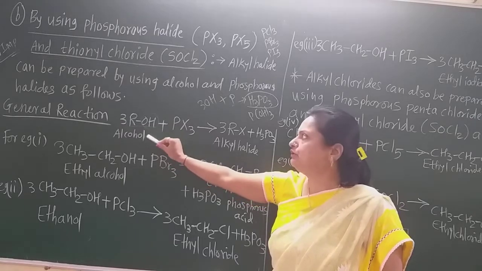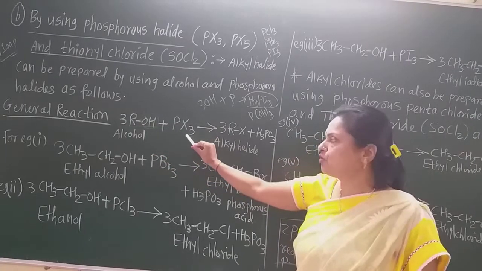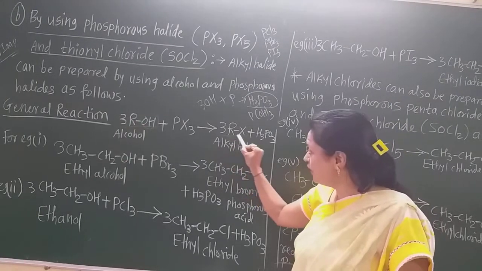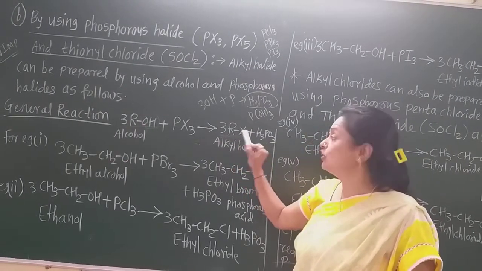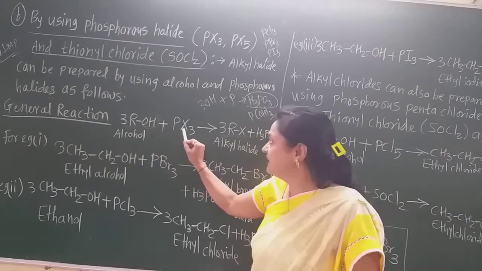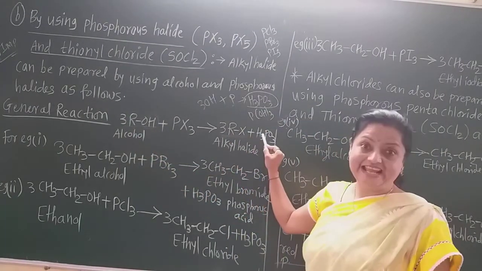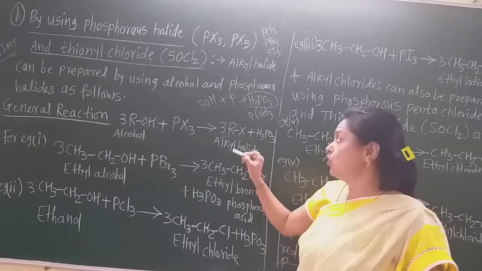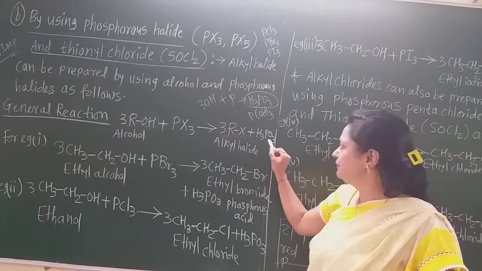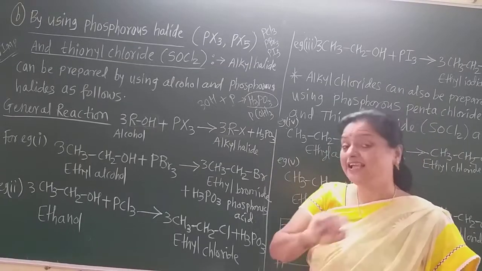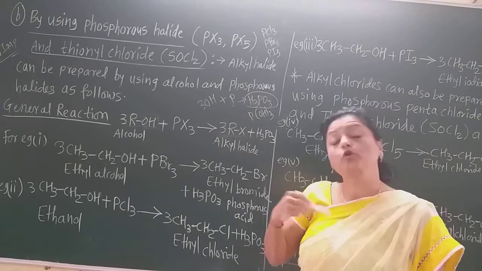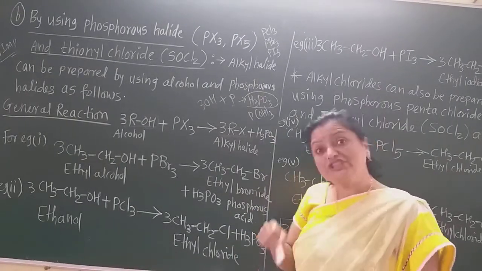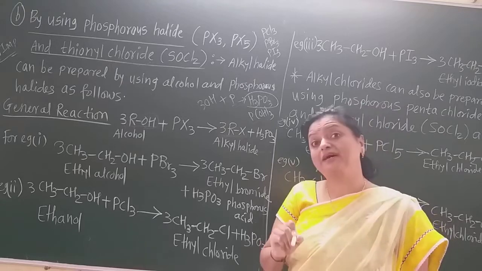Always use 3 molecules of alcohol plus any phosphorus trihalide to give, again, 3 molecules of alkyl halide, because there are 3 R and 3 X, so it becomes 3 RX. We obtain the maximum yield here, 3 moles. And again this byproduct H3PO3, the name is phosphorus acid and not phosphoric acid. The formula of phosphoric acid is H3PO4, but here it is H3PO3, so they give the name as phosphorus acid.